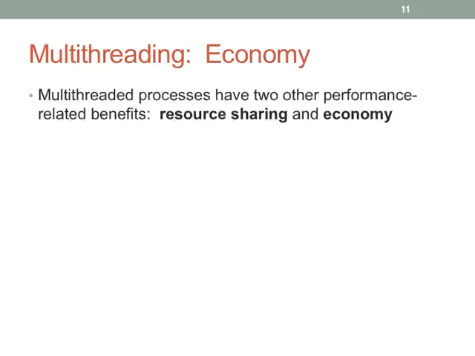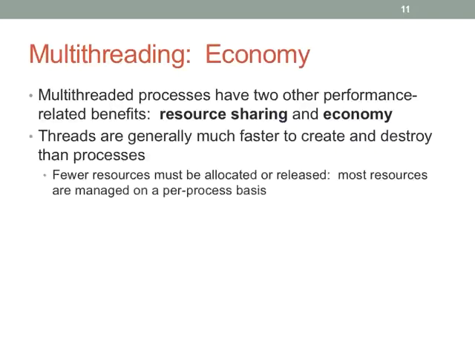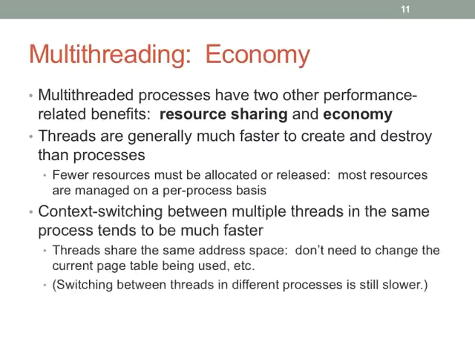Okay, a few other benefits, like I say, are resource sharing and economy. When I have a multi-threaded program for managing resources, then I actually have a benefit over running multiple processes that can't share resources very easily. Threads tend to be much faster to create and destroy. They have fewer resources to allocate and release, so that's nice. Also, context switching between threads in the same process is actually faster because there are certain things I don't have to do. Remember, they share address space.